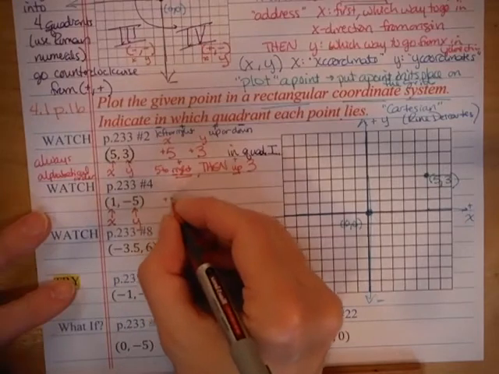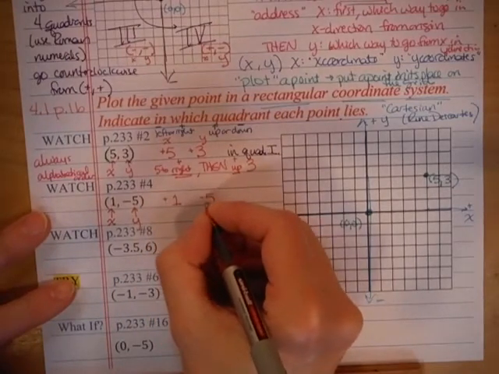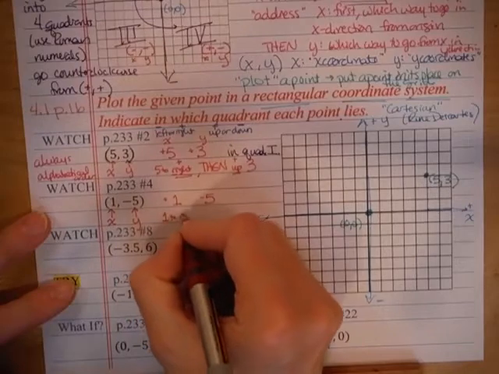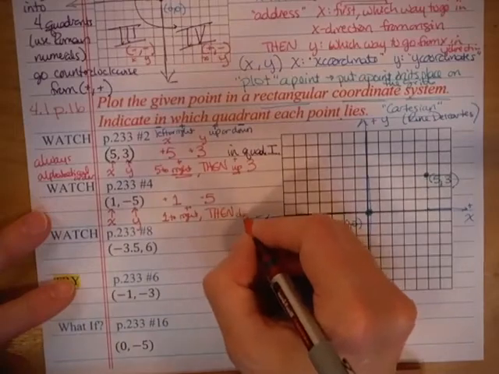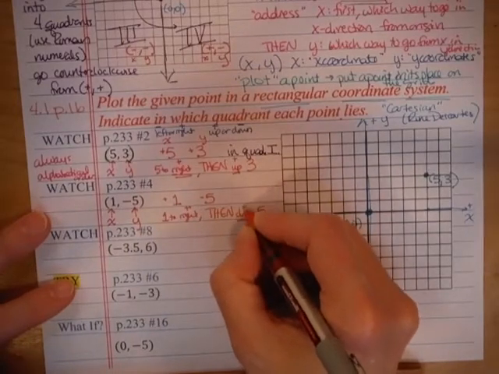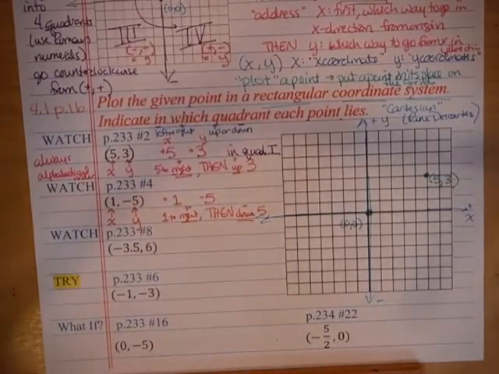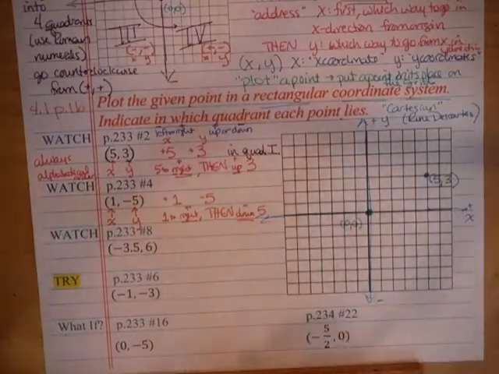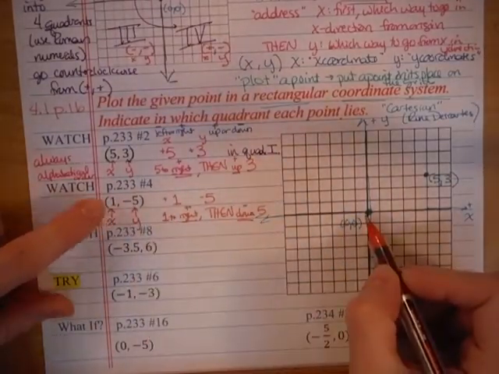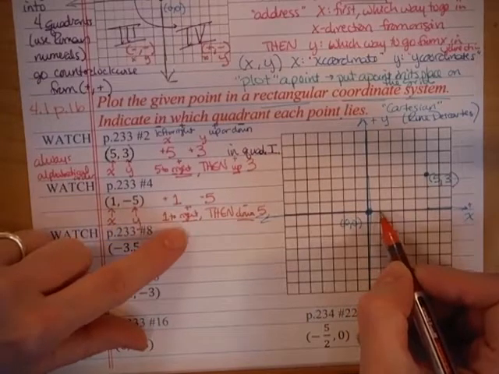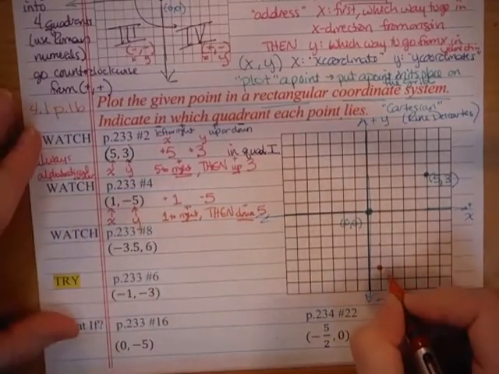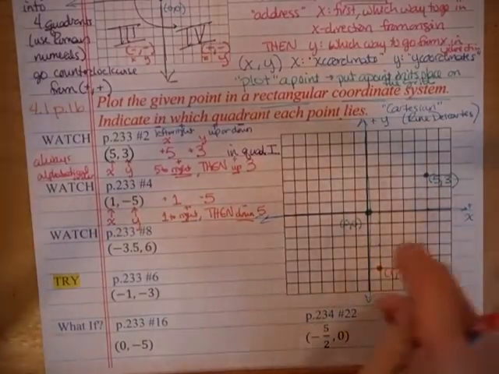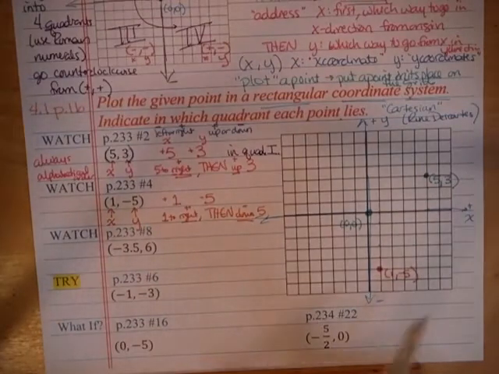Okay? As I see this is a positive 1 and a negative 5, that means I'm going to go 1 to the right because it's positive. Then, from that spot, I'm going to go down 5. Why down? Because it's negative. So here I am at (0, 0), I go 1, negative 5, 1 to the right, and then down 5, 1, 2, 3, 4, 5. And that is the point (1, -5). And that ended up in quadrant 4.